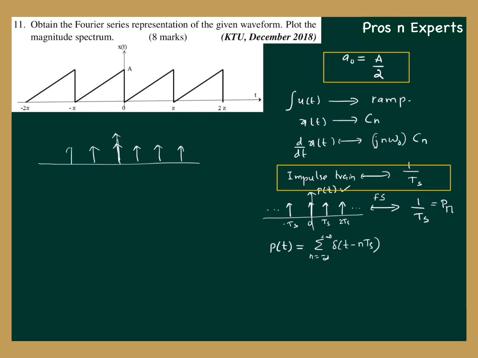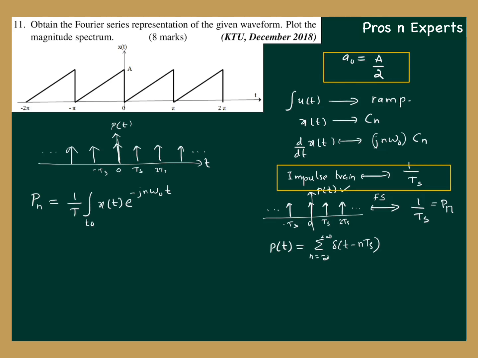Zero, Ts is the time period. I'm naming it as P of t. So what is the expression for Fourier series? Pn is the Fourier series coefficient of P of t. Pn is equal to 1 by time period, integral over 1 period, x of t into e raised to minus j n omega 0 t. This is the Fourier series coefficient.